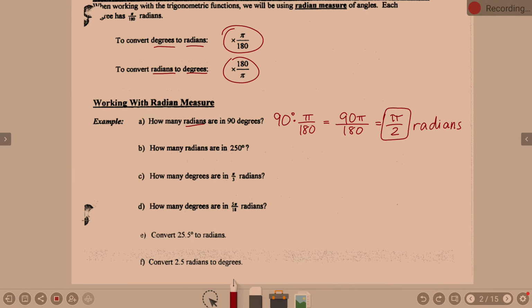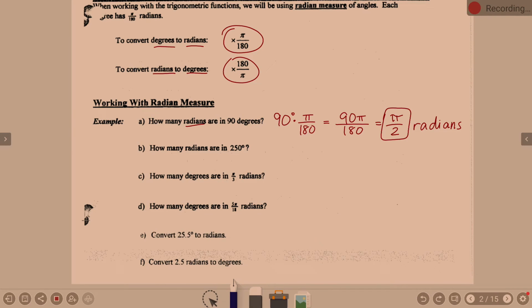Okay? Now, I saw multiple people looking at the unit circle. Does it make sense? Yep. If we already talked about 180 degrees as pi, well, 90 degrees is half of that, right? So it makes sense that 90 degrees is 1/2 pi. Okay. B.